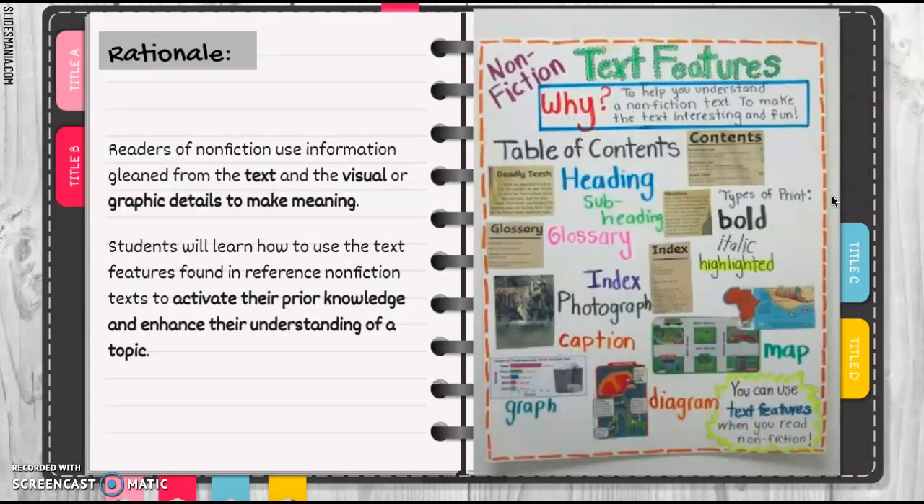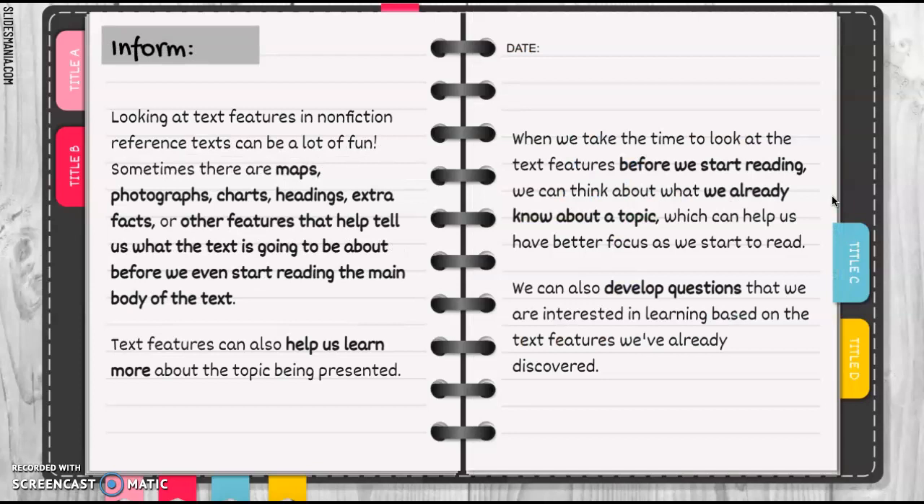Readers of nonfiction use information gleaned from the text and the visual or graphic details to make meaning. Students will learn how to use the text features found in reference nonfiction text to activate their prior knowledge and enhance their understanding of a topic. So looking at text features in nonfiction reference text can be a lot of fun. Sometimes there are maps, photographs, charts, headings, extra facts, or other features that help tell us what the text is going to be about before we even start reading the main body of the text. Text features can also help us learn more about the topic being presented.